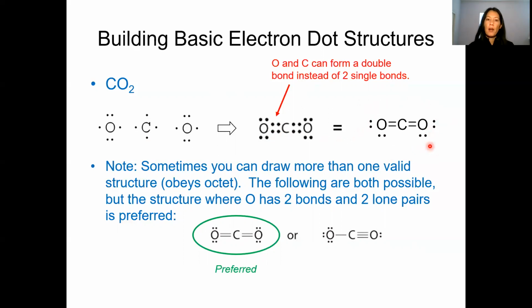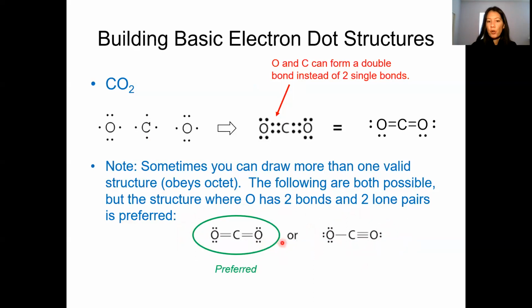You may have paused it and played around with drawing this, and you could have come up with another valid structure that obeys the octet rule and uses the correct number of valence electrons. You could have come up with this structure here. Both of these are possible. So there are times when you could draw multiple structures that seem to be right, and they might be right. They probably are correct, but I will tell you that usually you can determine if there's a preferred one or not. In this case, both of these are valid.